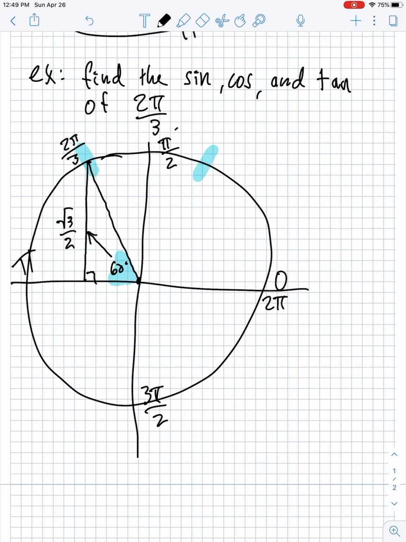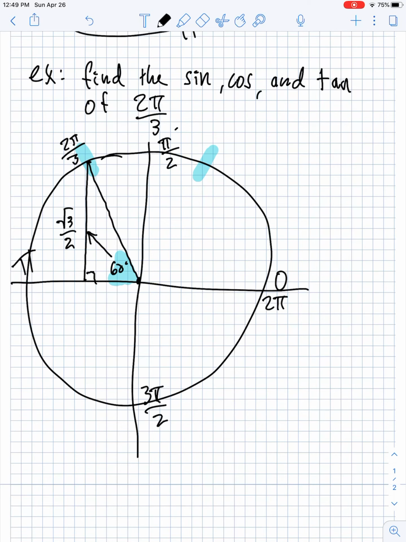Now, if that wasn't locked and loaded, if you're not like, oh yeah, across from the 60 degrees is root 3 over 2, you need to pause this video, go back to your special right triangles, put them on a flashcard. You need to have the 45, 45, 90 and the 30, 60, 90 just like the back of your hand. You can pull them out at any time. You don't have to look it up. You just have them locked and loaded.